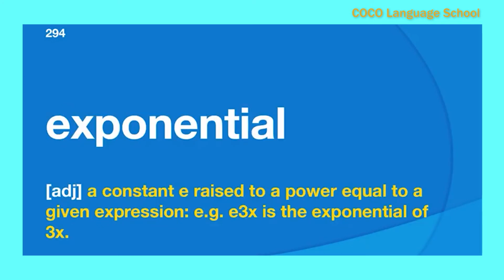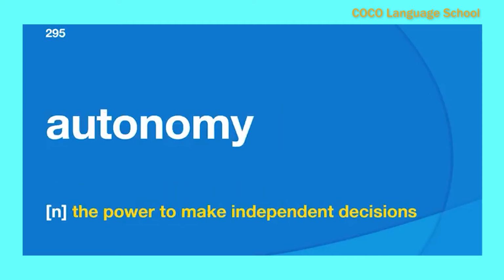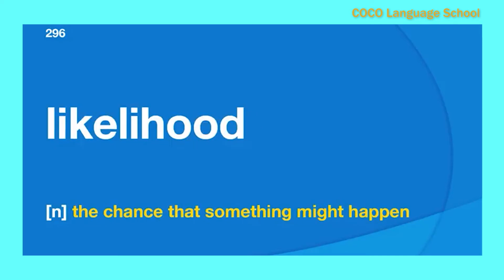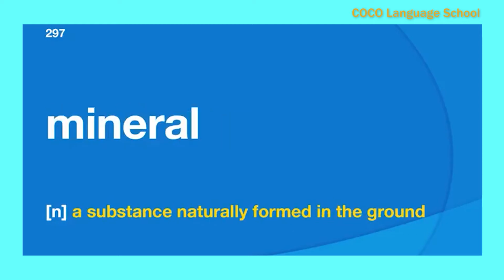A constant e raised to a power equal to a given expression. For example, e^x is the exponential of 3x. Exponential. The power to make independent decisions. Autonomy. The chance that something might happen. Likelihood. A substance naturally formed in the ground. Mineral.